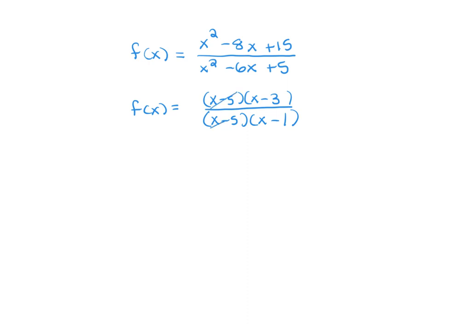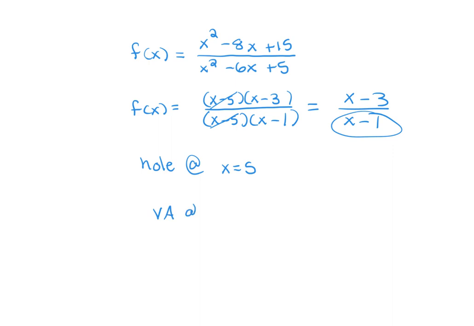So notice how these factors cancel. Where it cancels, that automatically means that we have a hole at x equals 5. But here, I still have x minus 3 over x minus 1, so I still have that variable in the denominator. So I will still have also a vertical asymptote at x equals 1. So type of discontinuity and where it occurs.